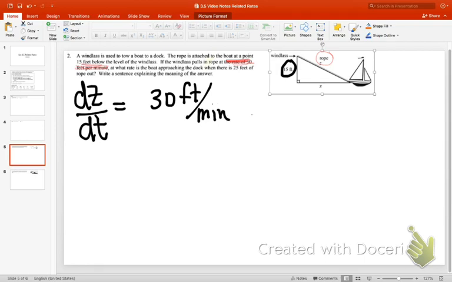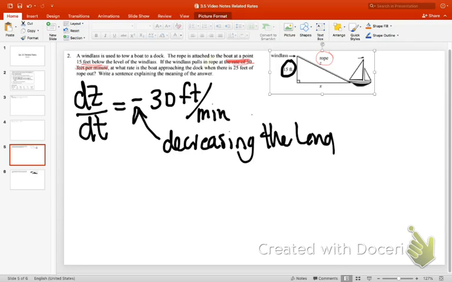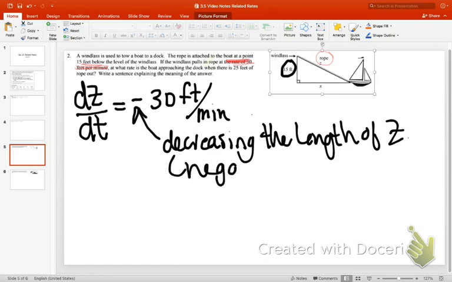Now, something that's important here is instead of just 30 feet per minute, we actually have to make this be a negative. So the reason this is negative is we have a decrease in Z. Okay, so length Z, this is decreasing the length of Z. So we use a negative. If our length was like, the boat was kind of drifting out and increasing that length of rope, we would use a positive value. All right, let's keep reading.